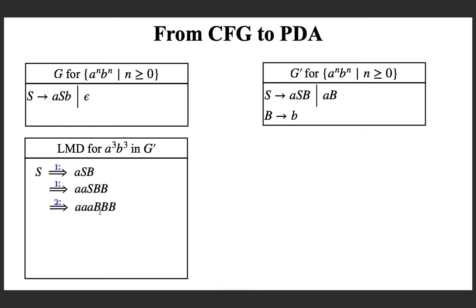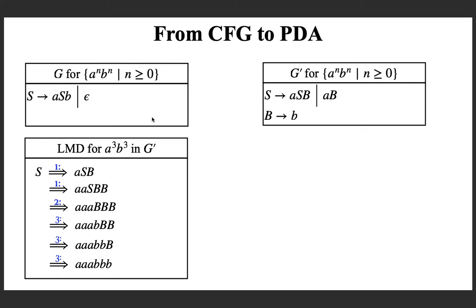And now B is the leftmost symbol. Only one production applies, production number 3. When I apply it, capital B will be replaced with small b. Next, capital B, production number 3 will allow me to replace it with small b. And finally, again by applying production number 3, I can replace this capital B with small b. I am now deriving a^3 b^3. So this is the leftmost derivation and the only one in this example.